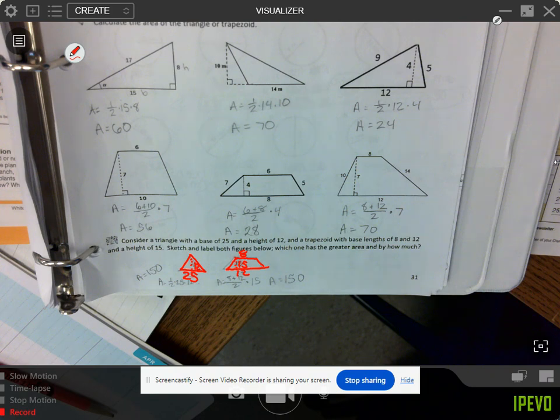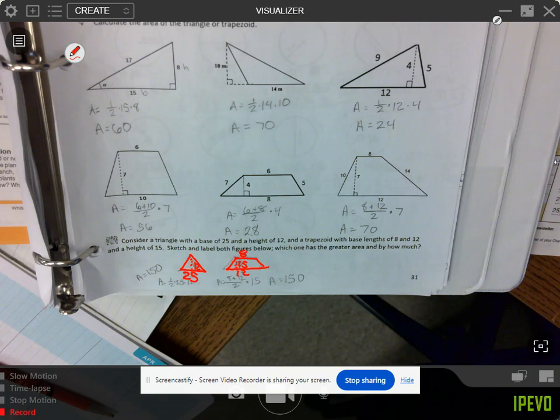On the test, if we don't follow the directions, we don't get it right. So on the test, if it says sketch and label both figures and you don't do it, you're just like, oh, I know how to do the math in my head. I know how to figure it out. You won't get credit. You must follow directions. So it says sketch and label. So you should have sketched and labeled.